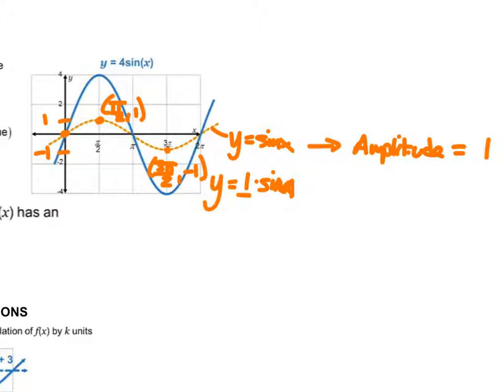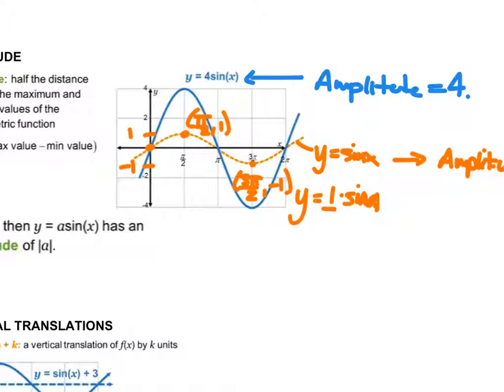But over here in this blue function, when you have y equals 4 times sine of x, your amplitude is equal to 4. And the reason why is because you start at 0, 0. Your largest value here is pi over 2 comma 4. Okay, and so we can start transforming these graphs.